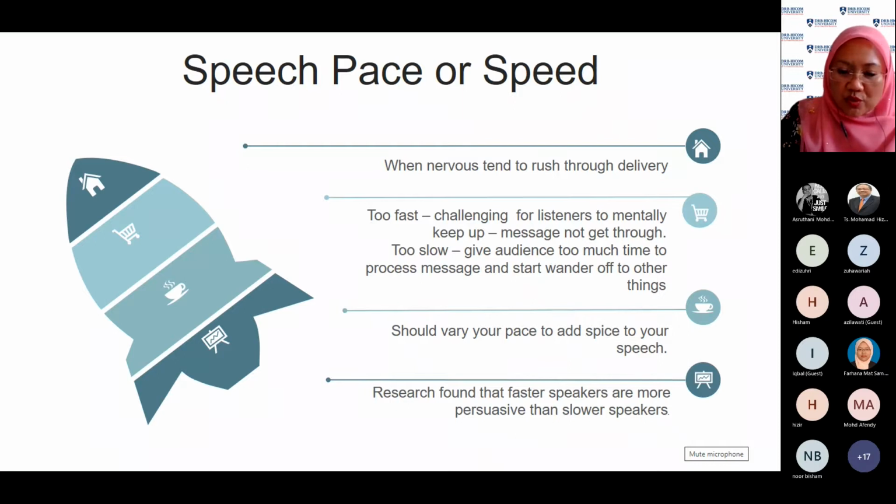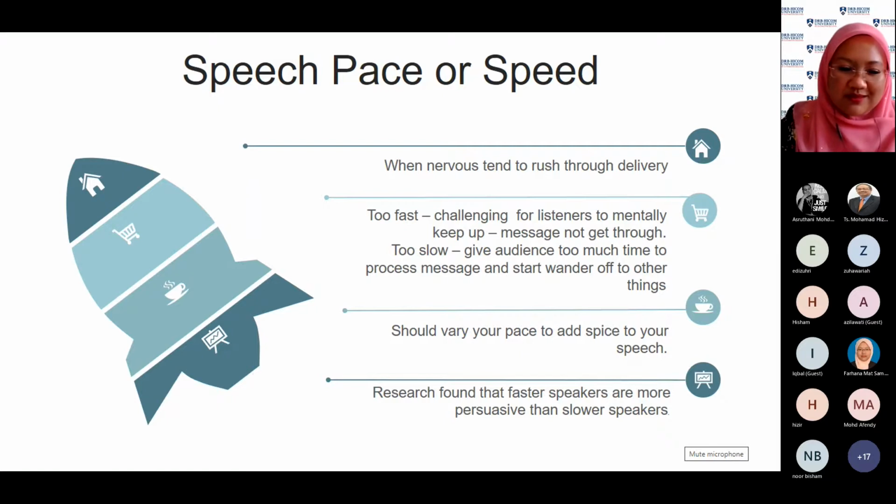If the topic is known to everyone, so it is a common topic, and you go too slow, it will bore the audience. So it depends on the topic that you are delivering. Is it a new product? If the concept is new, of course you need to go a little bit slow, but not too slow.